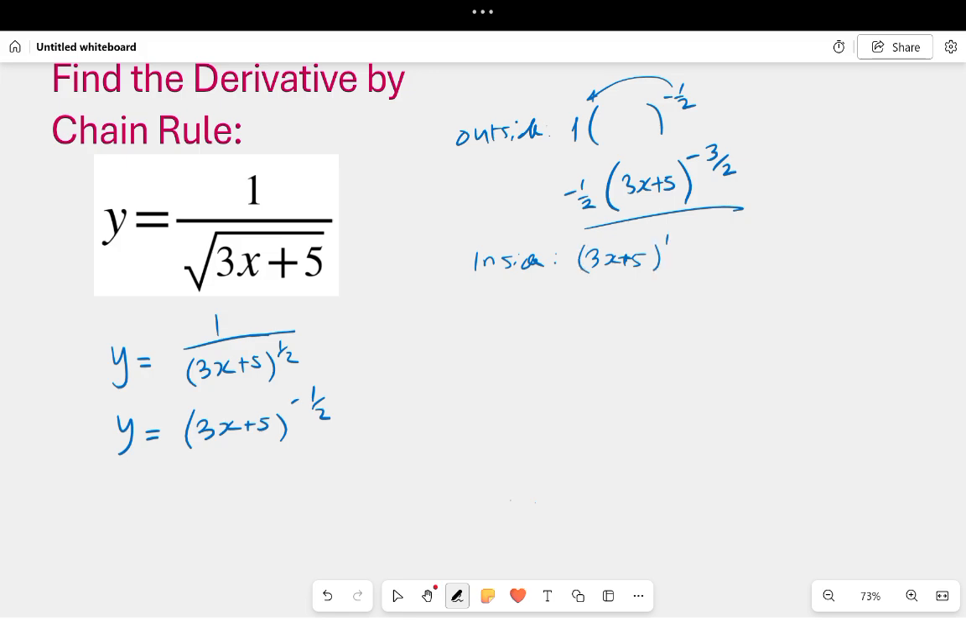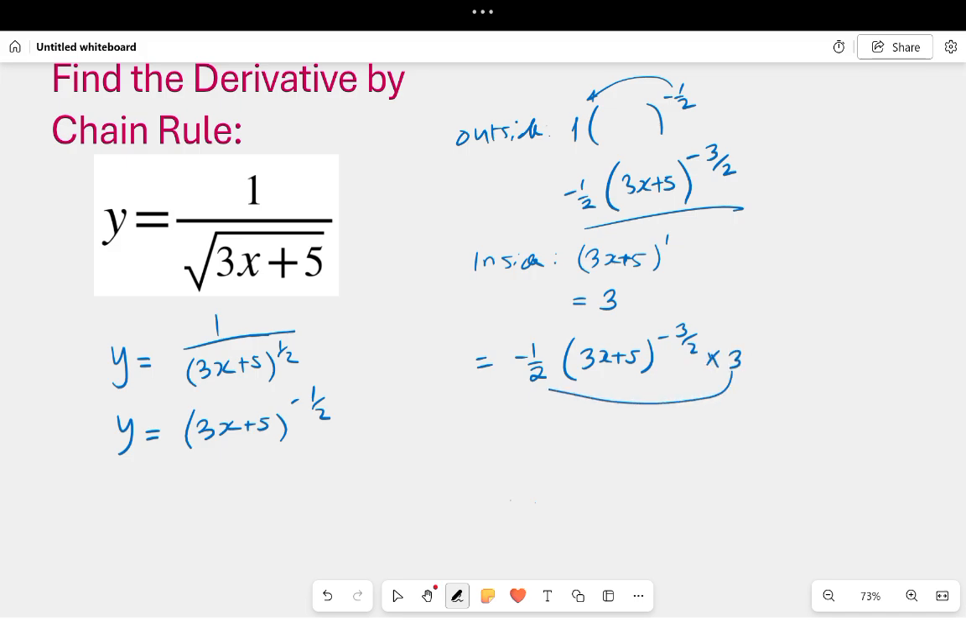The derivative of this is going to be, what is the derivative of 5, which is just a constant? It is 0. The derivative of 3x is 3. And now, chain rule is simply the product or the multiplication of the derivative of what is outside times that one of inside. So the answer is going to be equal to negative 1 over 2 into brackets 3x plus 5, raised to power negative 3 over 2, times 3.